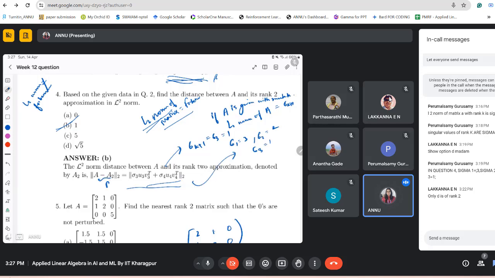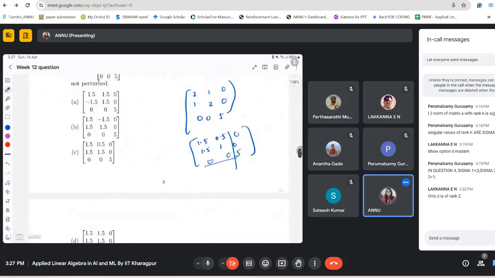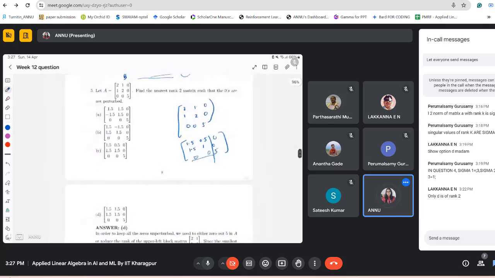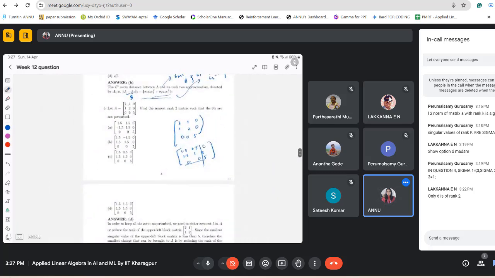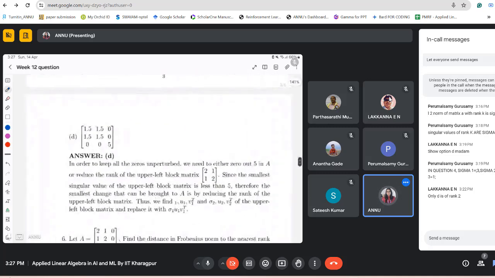So the concept is saying that if we don't want to perturb this, let us keep it, and the matrix left is 2 1 1 2. If this is a rank 2 matrix, you need to approximate it with rank 1, so sigma 1 u1 v1 transpose. You need to replace this particular matrix with this one. So sigma 1 u1 v1 transpose will be 0.15, 0.15, 0.15, 0.15, because I think the sigma 1 value will be there, with 0, 0, 5, 0, 0. So this is the analogy.